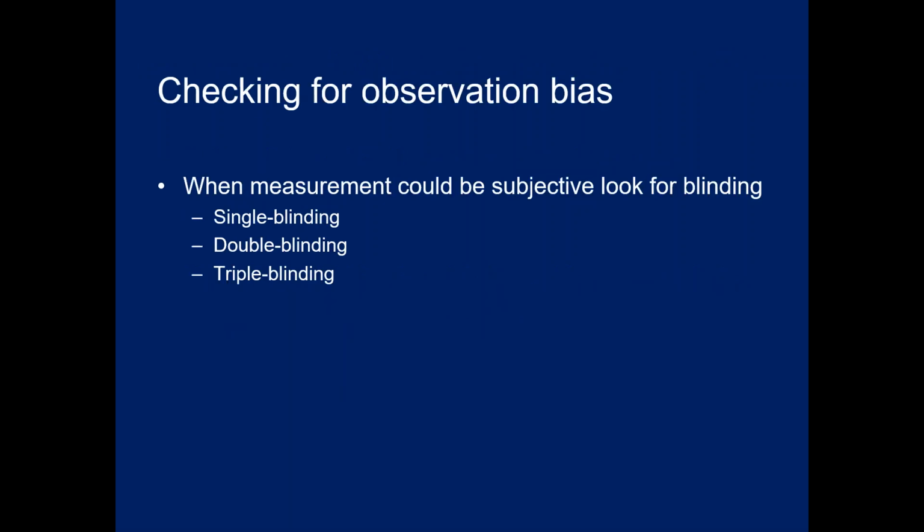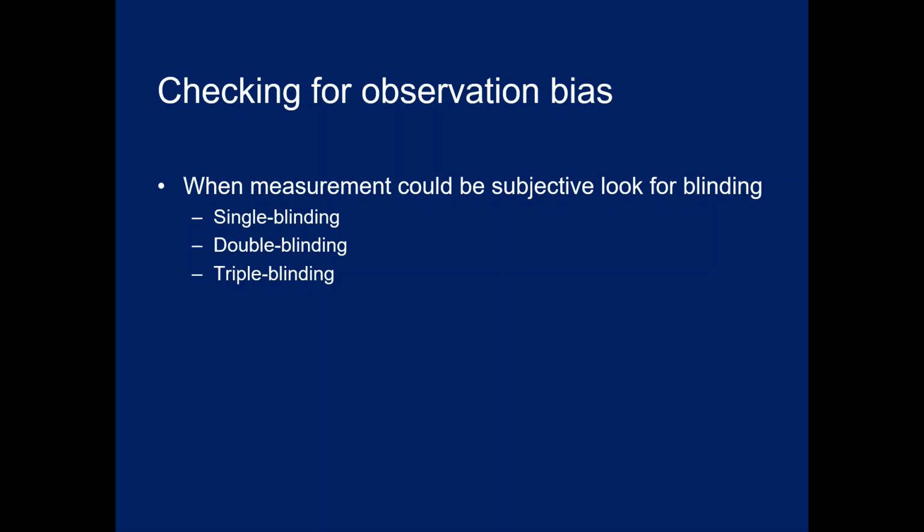Okay, so how do we check for observation bias? Well, the first thing we want to look at is when measurement could be subjective, was there blinding? Okay, and often we're talking about this in the context of a randomized controlled trial, but if you're sending samples, say, to a histo lab to be examined, you could just as easily blind the reader to knowing anything about those slides that they're reading. So let's go through the three types of blinding.